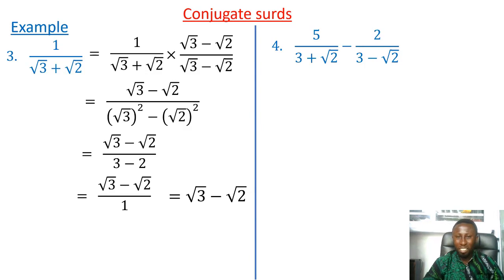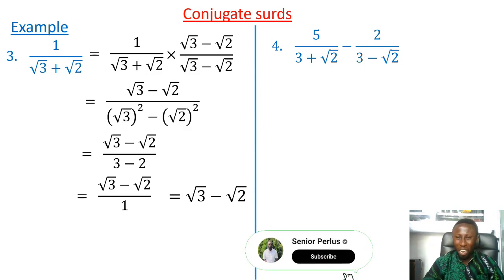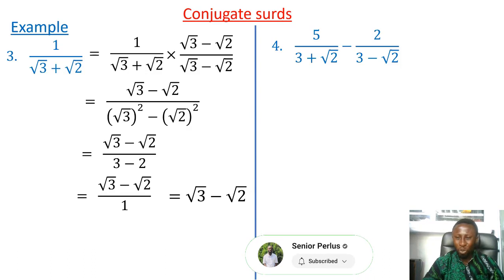So this one, 5 out of 3 plus root 2 minus 2 out of 3 minus root 2. What should we do? Here, some will say that they will take 5 out of 3 plus root 2, take its conjugate, then the answer they get, they put it down. Then they come back and do the same thing for the other one. Then they subtract. That's another method. But please be careful. Here we can go straight to use the LCM.